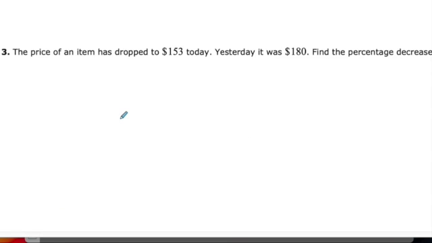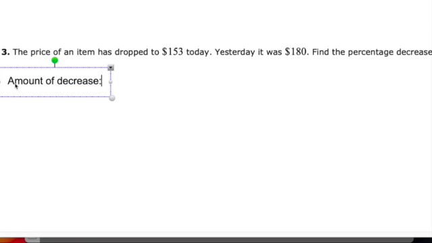On to number 3. The price of an item dropped to $153. It was $180. What is the percent of decrease? The first thing we need to find is the amount of decrease, and we find that by subtracting. Just subtract the 180 and the 153. So 180 minus 153 equals 27. So this item dropped $27.